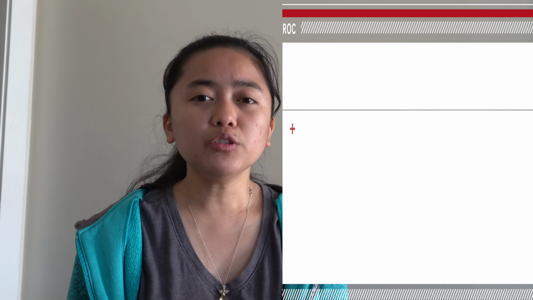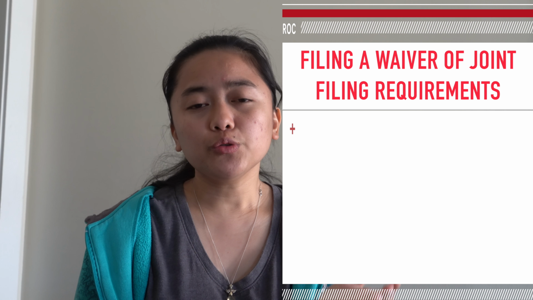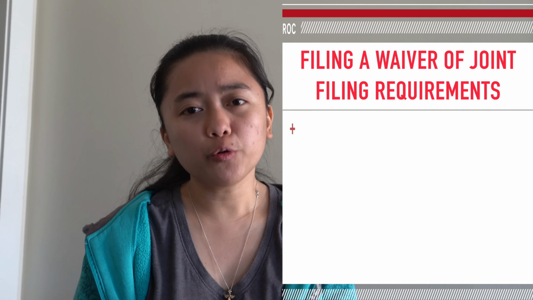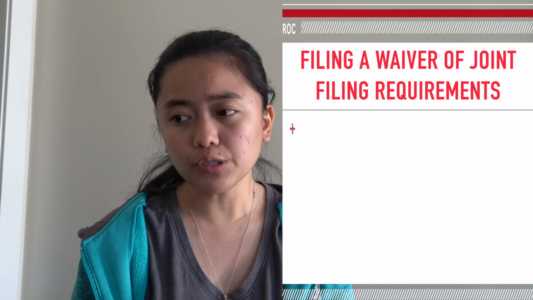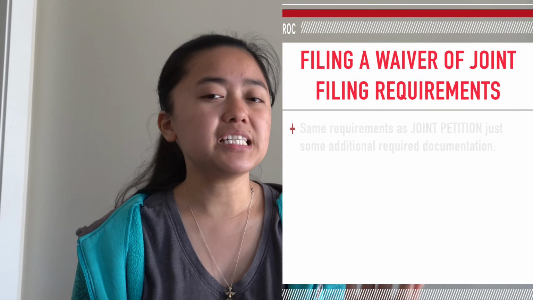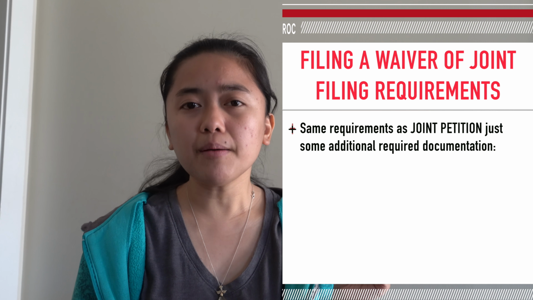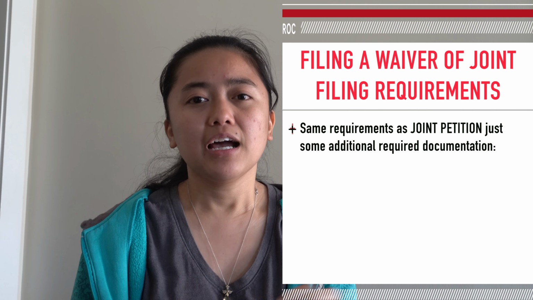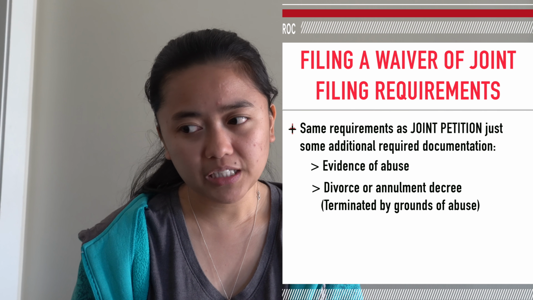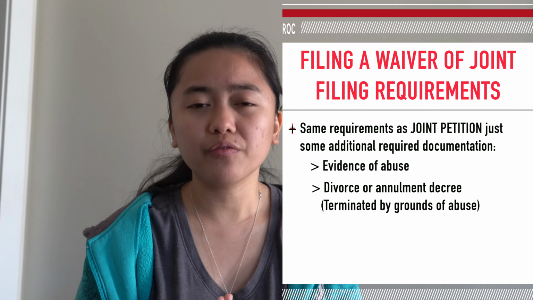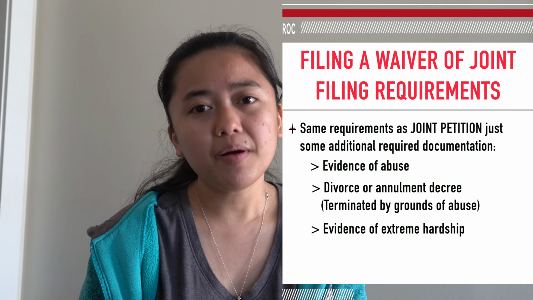Okay? If you want to file a waiver of joint filing requirements due to abuse or extreme cruelty from your U.S. petitioner or U.S. citizen spouse, your requirements will be just the same as the requirements for joint petition, just some additional requirements such as if you have evidence of the abuse, if you have a divorce or annulment decree terminated by grounds of physical abuse or cruelty, and evidence of extreme hardship.